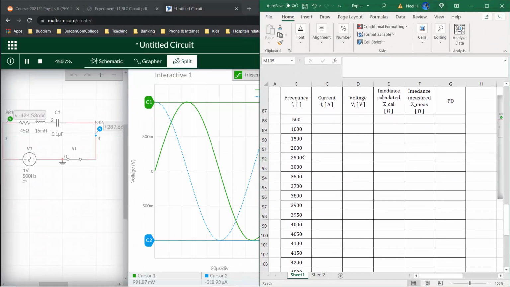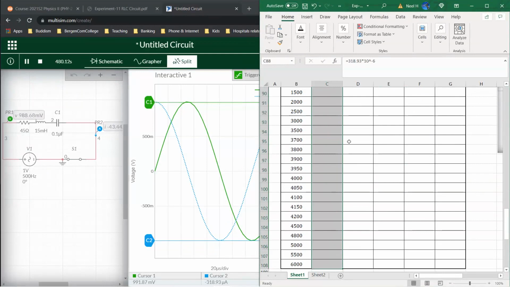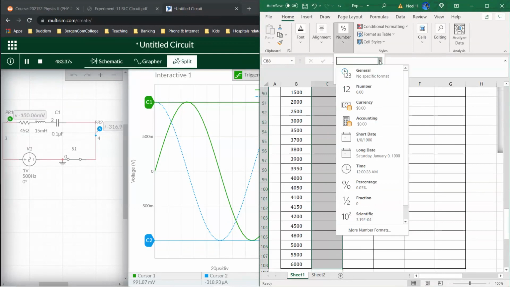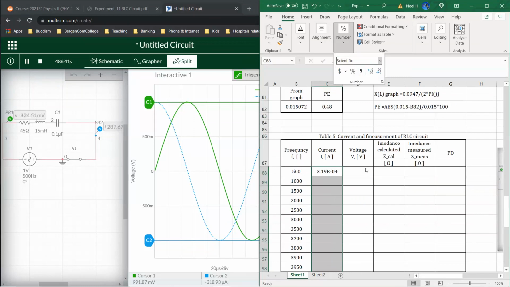Okay, frequency is 500 and the current we're measuring is about 318.93 micro, equal 318.93 times 10 to the power minus 6. Make sure you put this into scientific notation. It's a small number. And also make sure all the significant figures measured are visible, which means the 5 sig figs, okay?